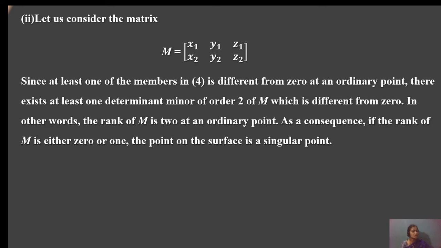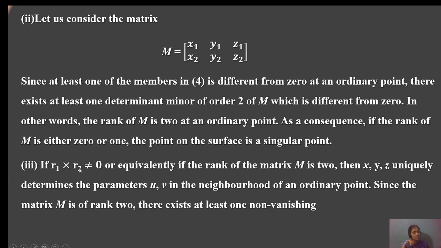There exists at least one nonzero determinant of a minor of order 2. In other words, the rank of M is 2 at an ordinary point. Consequently, if the rank of M is either 0 or 1, the point on the surface is a singular point. If all are 0, it is a singular point. If non-zero, it is an ordinary point.